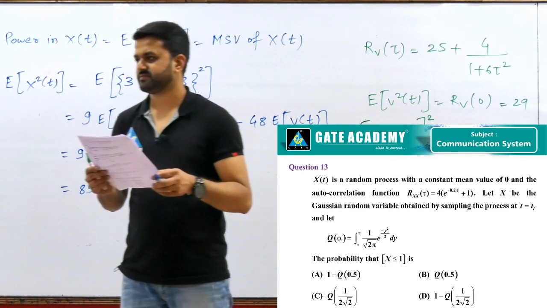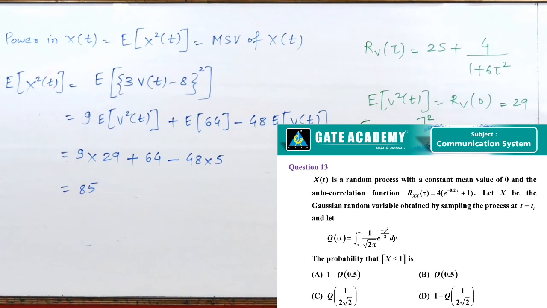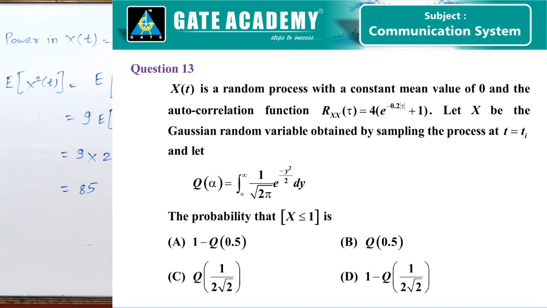Question number 13. Let's solve question number 13. X(t) is a random process with a constant mean value of 0 and the autocorrelation Rx(τ) = 4e^(-0.2|τ|) + 1. Let X be the Gaussian random variable obtained by sampling at t equal to ti, and let Q(α) be given. The probability that X is less than or equal to 1 is.